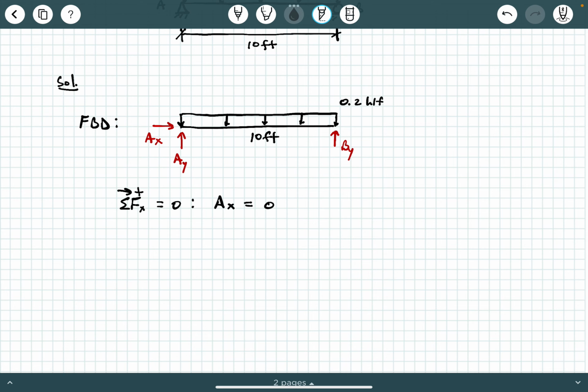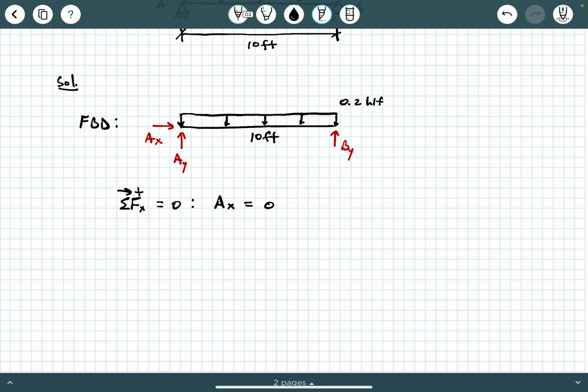Now, when we perform some calculations here in a minute, if those values of AY and BY turn out to be positive, it will mean that they are in fact pointing up. If they happen to turn out negative, that means that they are reacting in the opposite of what we assumed, which would be down in this case, okay? So let's see what happens.